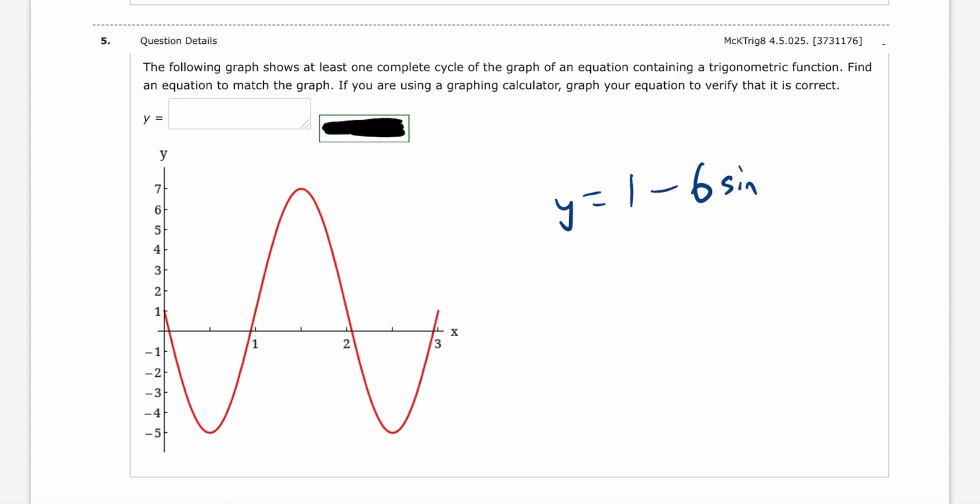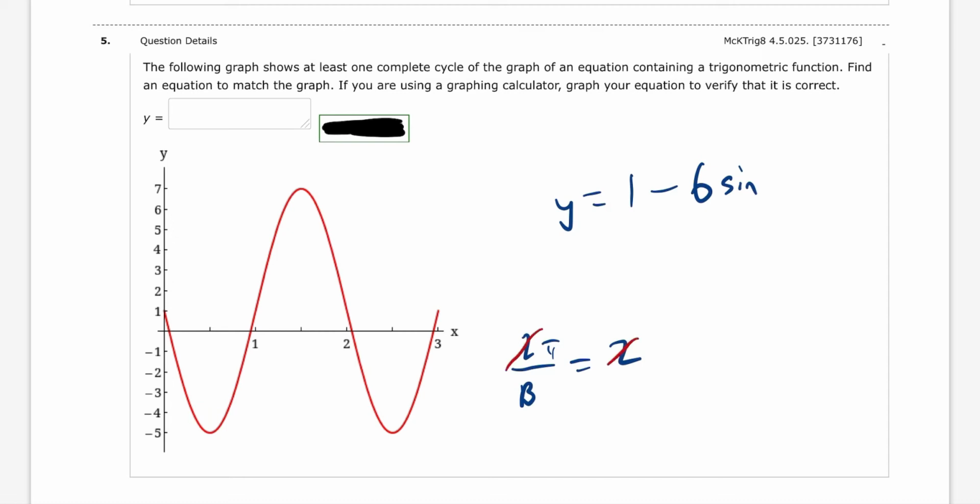All right, and then there is no phase shift, horizontal shift, sorry, and the period is going from 0 to 1.5. I'm sorry, no, from here to here is one complete period. That would be 2. The period is 2, sorry. So 2 pi over b must equal 2.